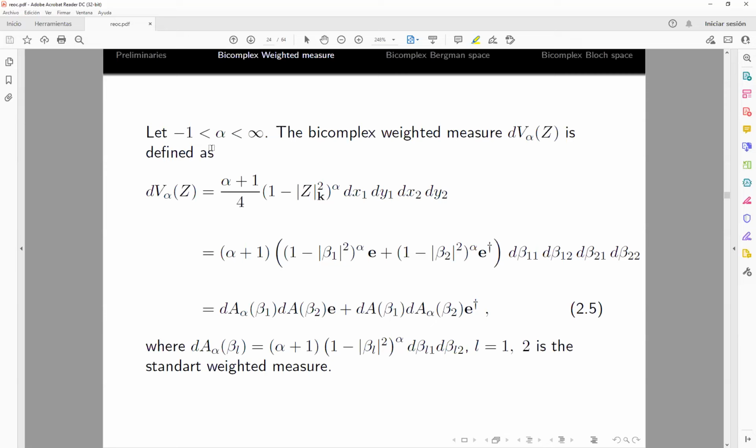Then let me now introduce the bicomplex weighted measure dB alpha for this bicomplex case. We consider alpha greater than -1, okay? And we introduce this weighted measure, okay? This is in some sense the standard weighted measure, okay?